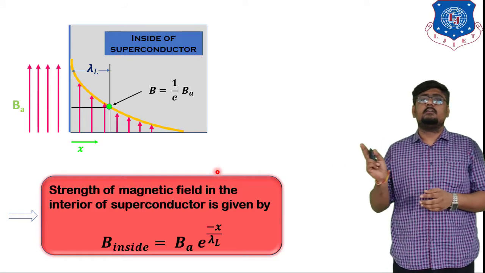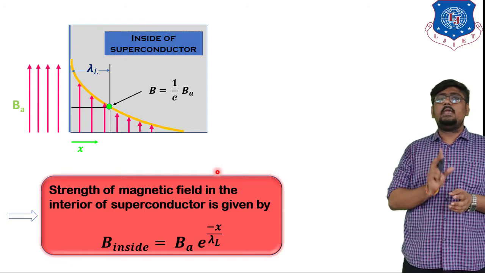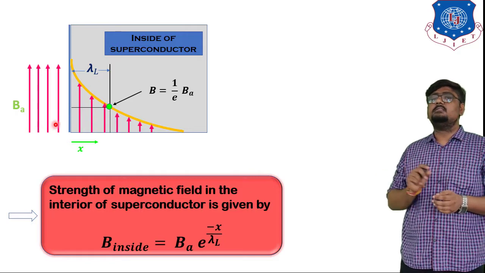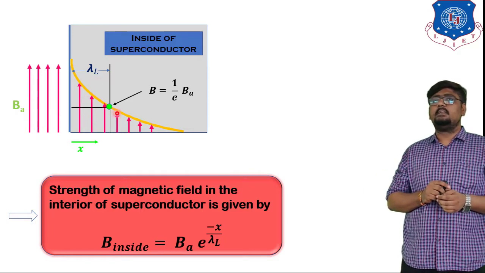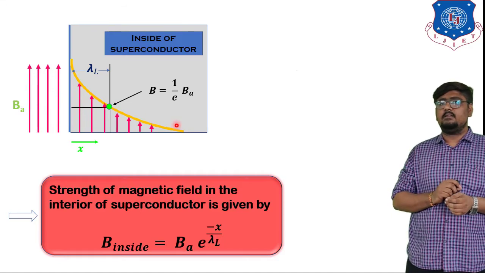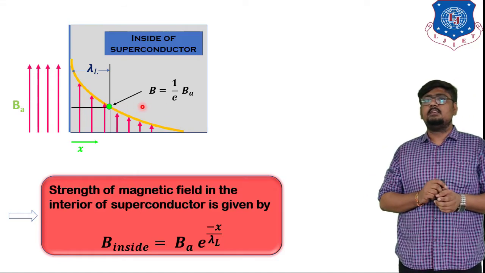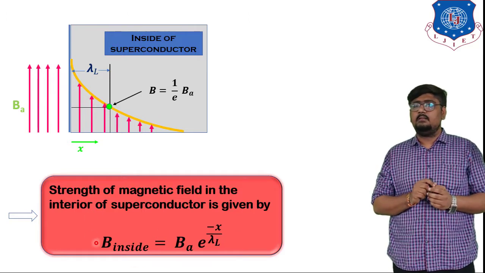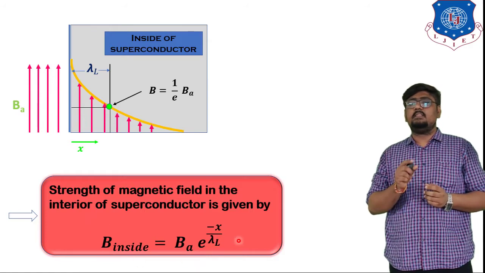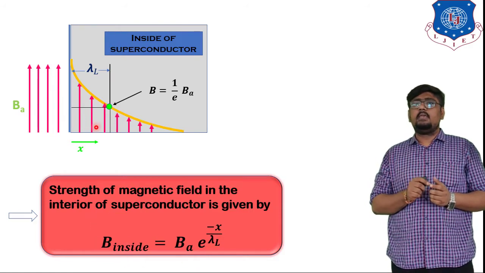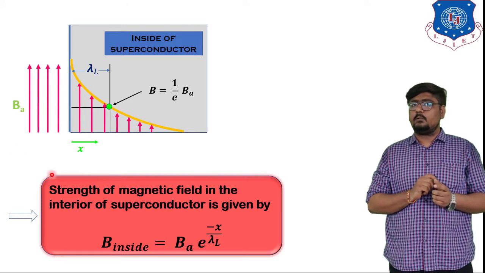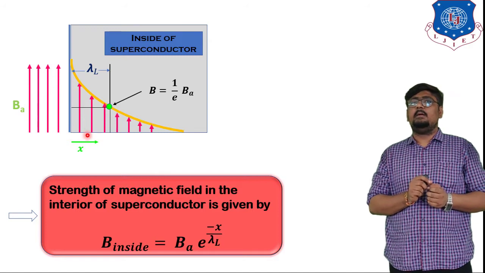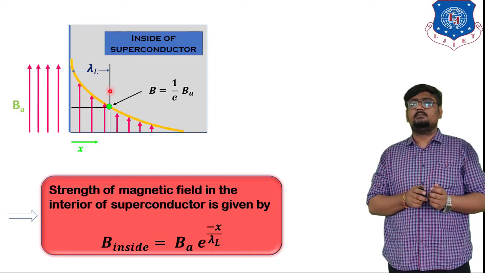You can see in the figure, initially Ba is the applied magnetic field. At a distance x, the magnetic field reduces gradually, or we can say exponentially. So B inside equals Ba times e raised to minus x by lambda L, where B inside is the magnetic field inside the superconductor, Ba is the magnetic field applied to the superconductor, x is the distance inside it, and lambda L is the penetration depth.